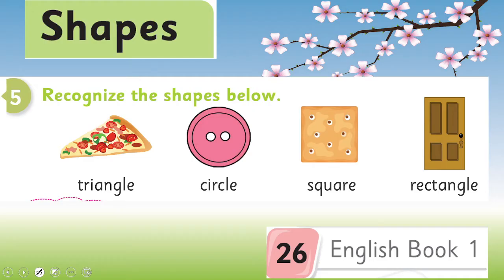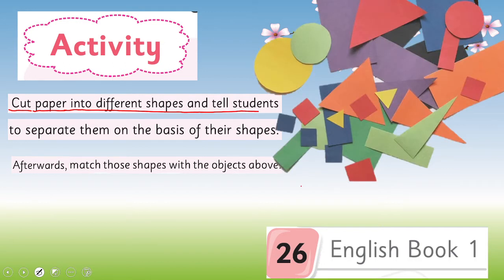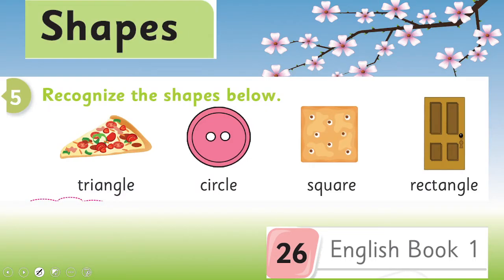It's page number 26. There is an activity. What you are supposed to do? Yes, teachers kindly provide cut papers into different shapes. Like this, cut papers into different shapes and then ask the student to separate them on the basis of their shapes. Okay? And when they are sorted, what you will do? You will ask them to match the shapes with these objects. Okay? So triangle will go with this, circle over here, square over here, and rectangle over here. Now, pause the video and enjoy this activity.